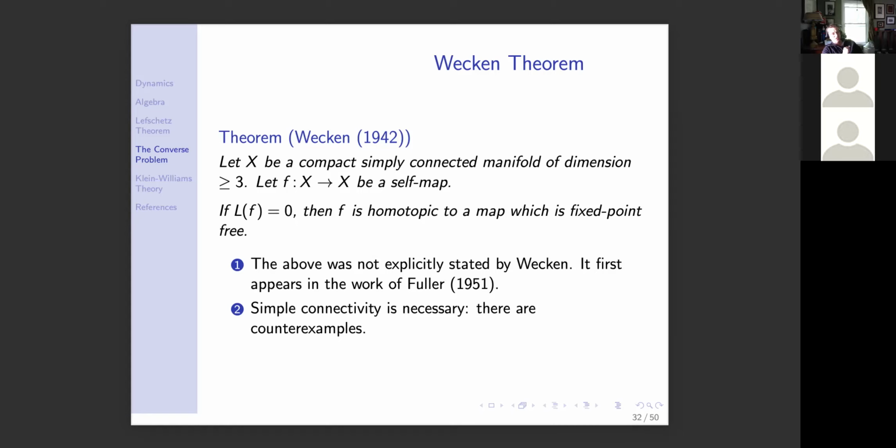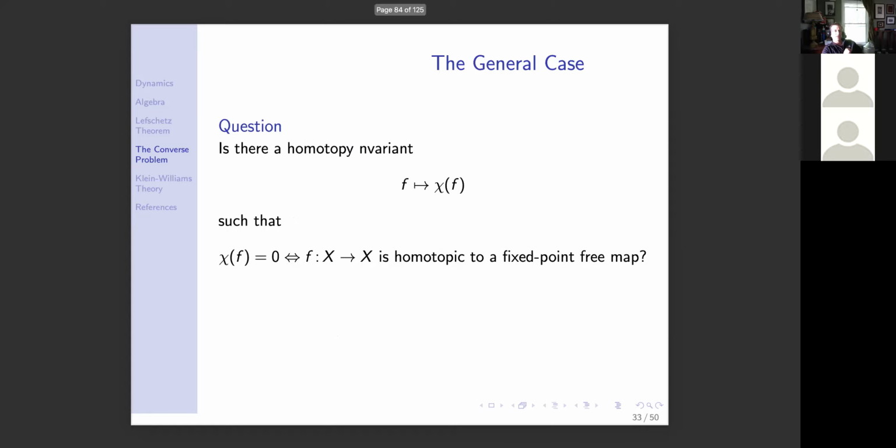In dimension 1, it's also solved. It sort of follows from what we know about one-dimensional manifolds. So you're really left with the non-simply connected case. So what can we say there? The question is: is there a homotopy invariant? Meaning, is there an assignment of an algebraic quantity to a self-map, call it chi(f), such that chi(f) is 0 if and only if f is homotopic to a fixed point free map?